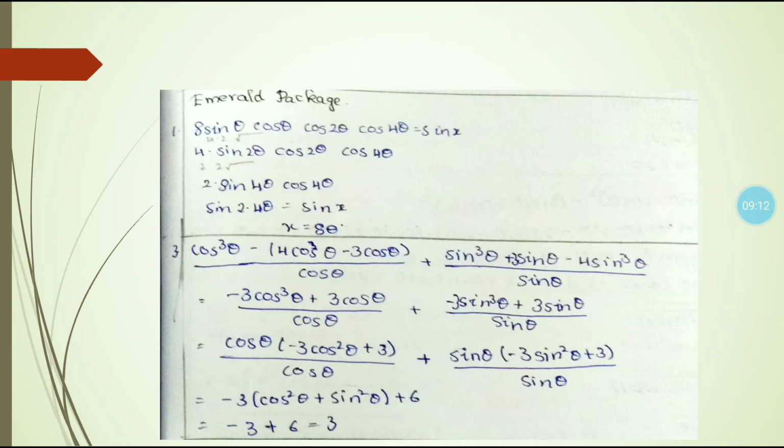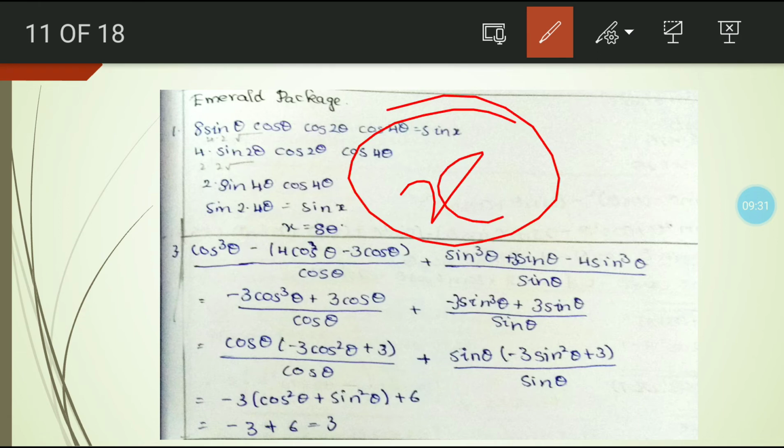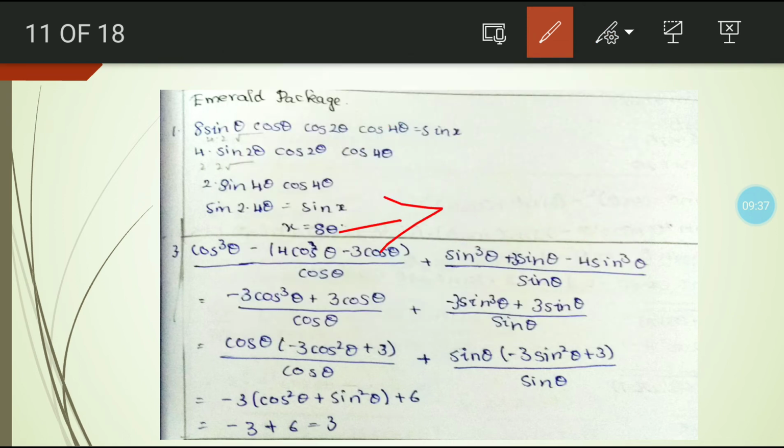Now we will see the emerald package. If 8 sin theta cos theta cos 2 theta cos 4 theta is equals to sin x, then find the x. So now they are asking us to find x here. Okay, so same however we did we can do here. So we will get the answer as 8 theta, that is nothing but option B.